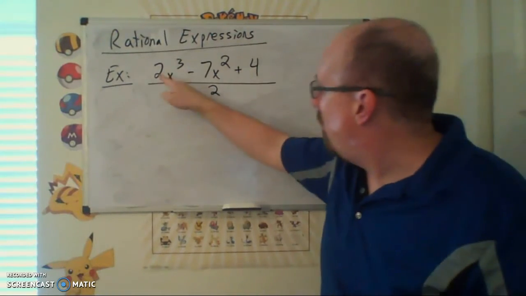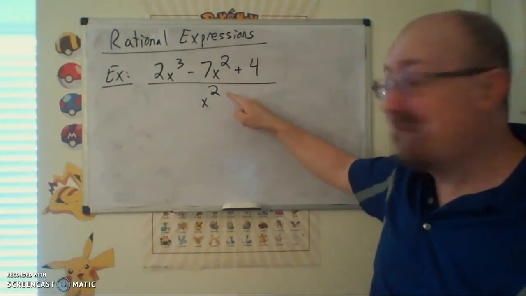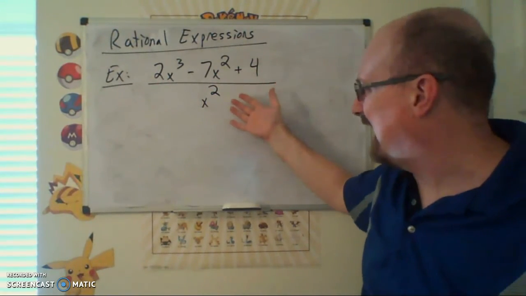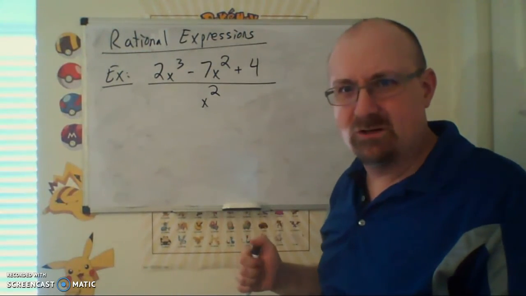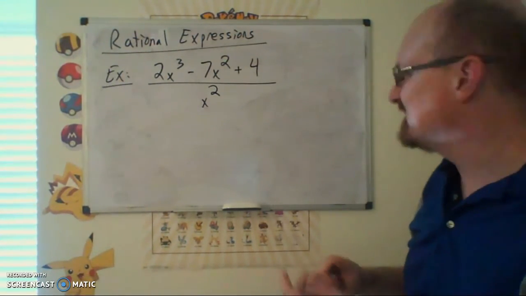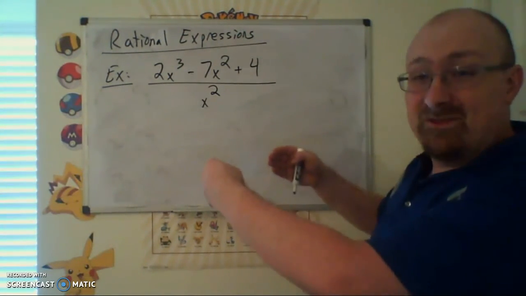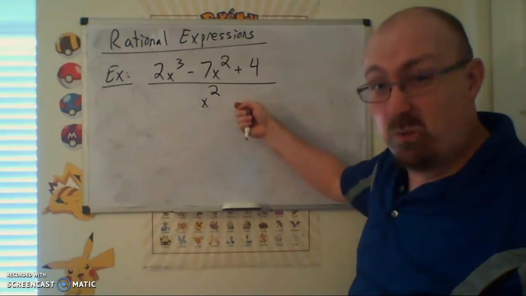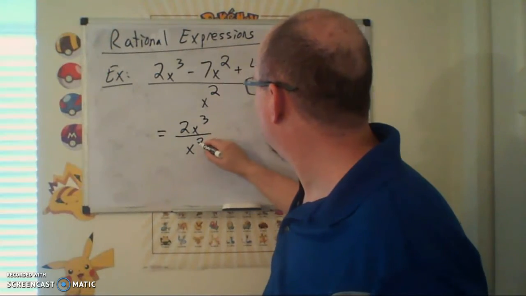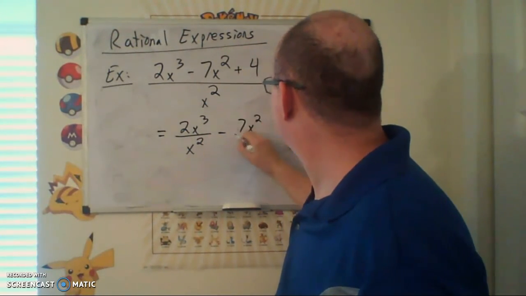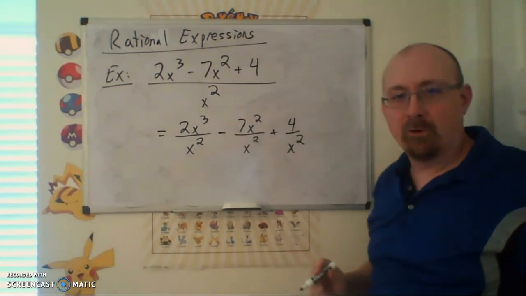So we've got all of this stuff, this cubic polynomial, 2x cubed minus 7x squared plus 4, living over top of just the quadratic x squared. If this is more complicated than just a plain old power function, you've got to dig in a bit, but for our purposes, this will do the job nicely. So what I'm going to do is the reverse of what we've been doing. I can break this up into 3 separate fractions, each with this same denominator. So we have 2x cubed over x squared minus 7x squared over x squared plus 4 over x squared.